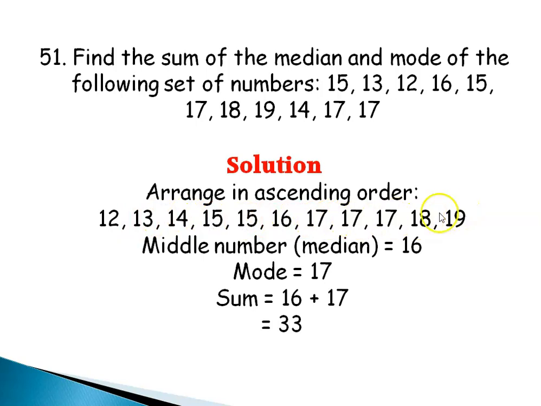So the middle number should be the 6th number. 1, 2, 3, 4, 5. We also have 1, 2, 3, 4, 5 on this side. So this is the middle number, and that's the median, 16. And then the mode: the number with the highest frequency, 17, appears 3 times, so the mode is 17. Now the question says the sum of the median and the mode, 16 plus 17, and that gives us 33. This is the sum of the median and the mode.